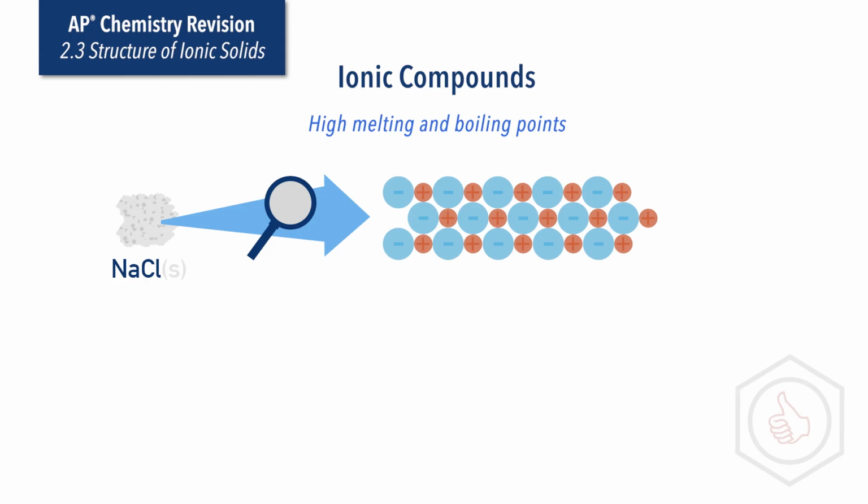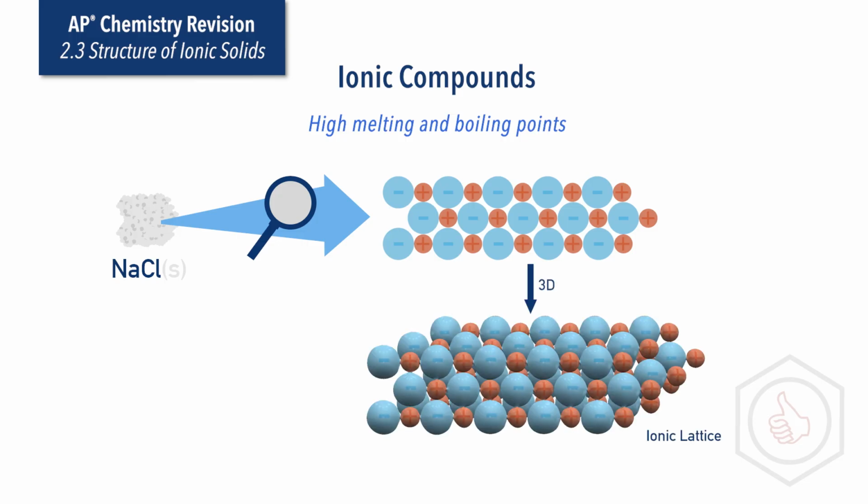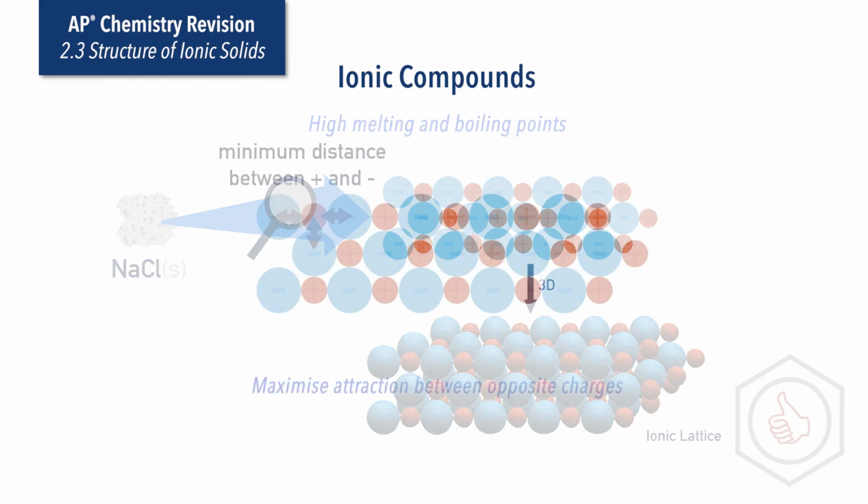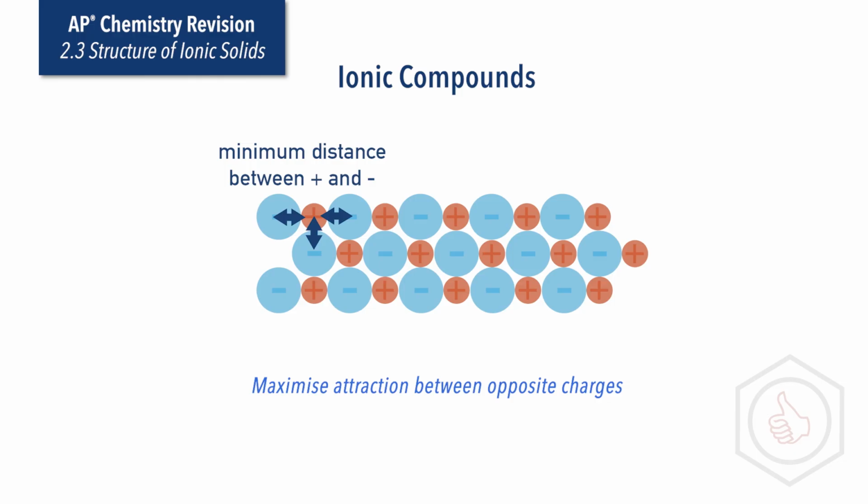In an ionic solid, cations and anions, so positively charged and negatively charged ions, are arranged in a regular three-dimensional grid. The reason for this is because for the solid to be as stable as possible, it needs to maximize attractive forces between opposite charges, so cation to anion, and minimize repulsive forces between like charges, so cation to cation and anion to anion. Each ion is surrounded by multiple oppositely charged ions, helping maximize attraction throughout the solid crystal.